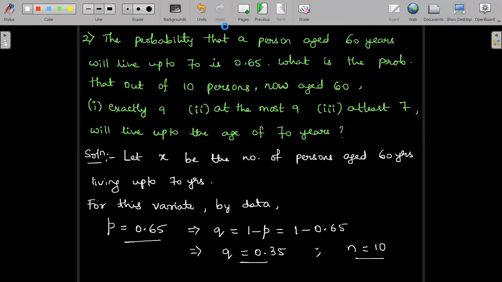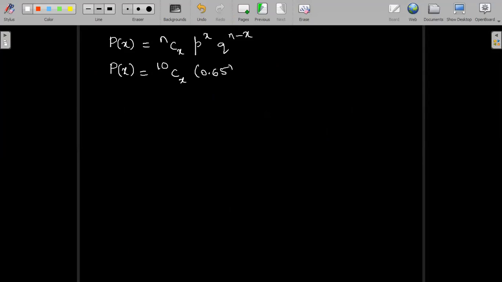So let us consider the expression for the binomial distribution. P of X is given by nCx p power x q power n minus x. Let us substitute all the known values. N is 10, so 10Cx, P is 0.65 power x and Q is 0.35 power 10 minus x. So this is the expression for the binomial distribution for the given data of n, p and q.